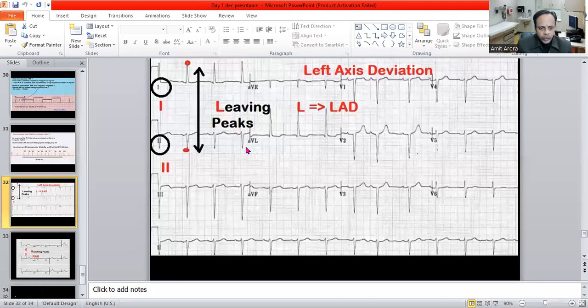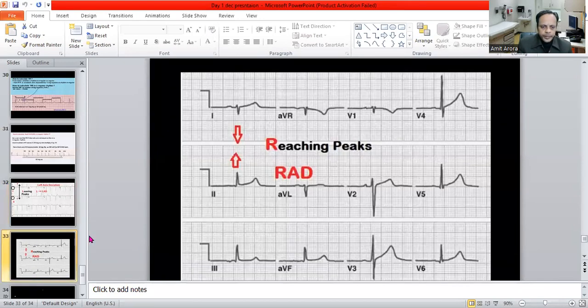So L for leaving, so left axis deviation. Just remember L, left axis deviation. On the other hand, if the peaks of lead 1 and 2 are reaching each other, R for reaching, R for RAD, right axis deviation. So this is useful while you are very busy in the ICU or emergency. You can get an idea whether there is a left axis deviation or a right axis deviation.